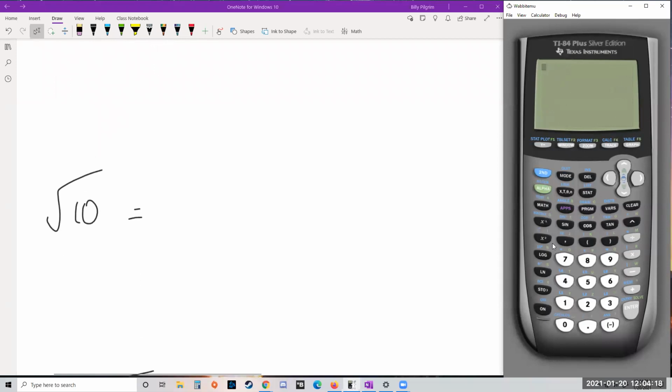And then roots. Square root's pretty common, so there's a specific button for it right above x squared. If you press second, x squared for the square root symbol, and then you can enter something like 10, and you get the square root of 10.